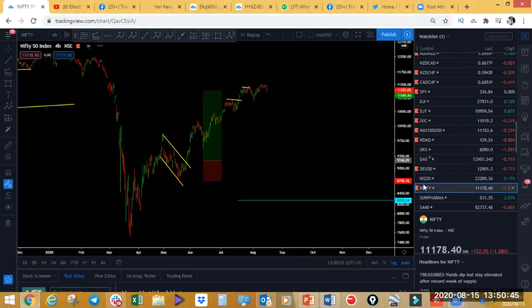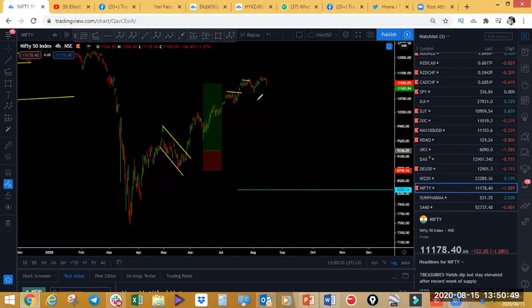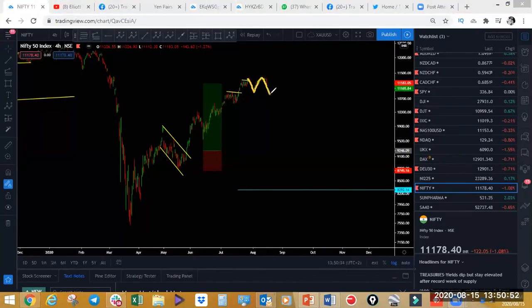Lastly, the Nifty. On the Nifty, we're looking at this one to make a correction at current levels, and then it will push up higher. That's all for this week, guys.